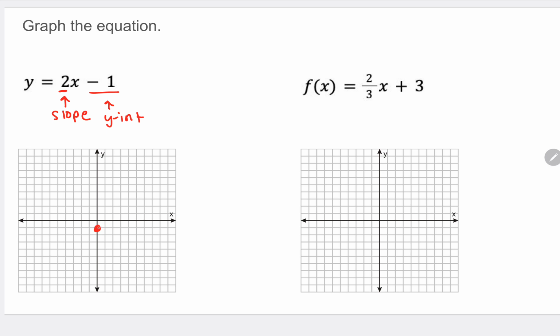Slope is 2, that's 2 over 1, and so we go up 2 over 1. The next one, the y-intercept is 3. My slope is 2/3, so we go up 2 over 3, or we can go down 2 and to the left 3 because two negatives make a positive. And we want our slope to be positive 2/3, which means from left to right, we want our graph moving up.